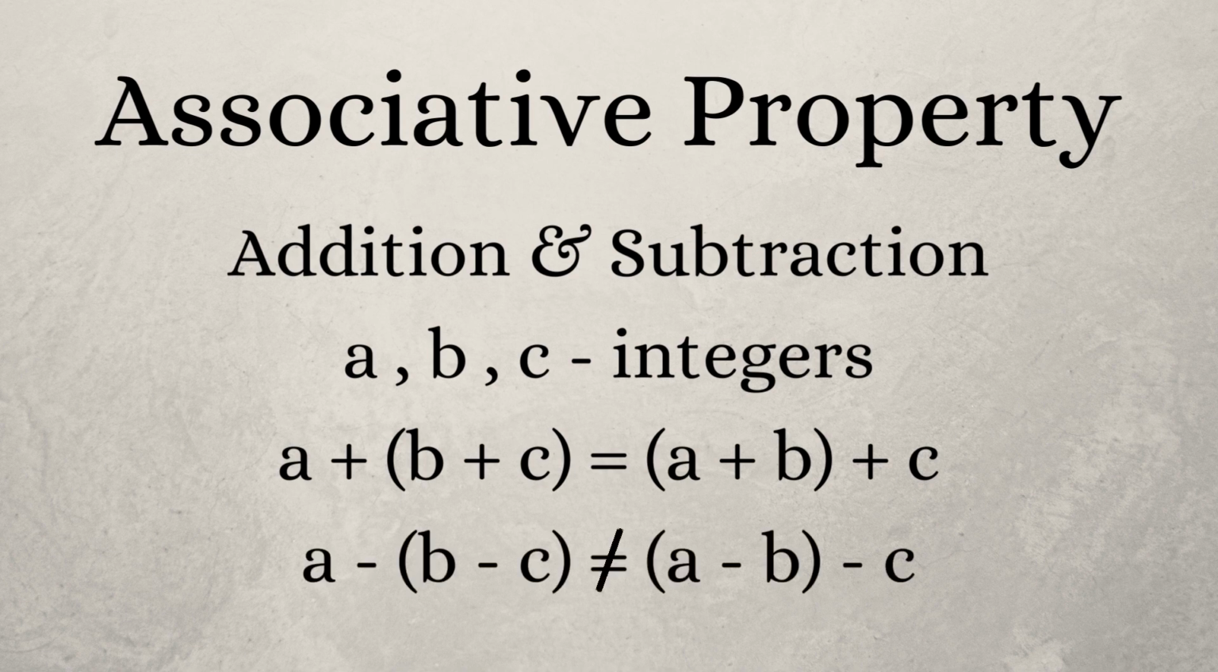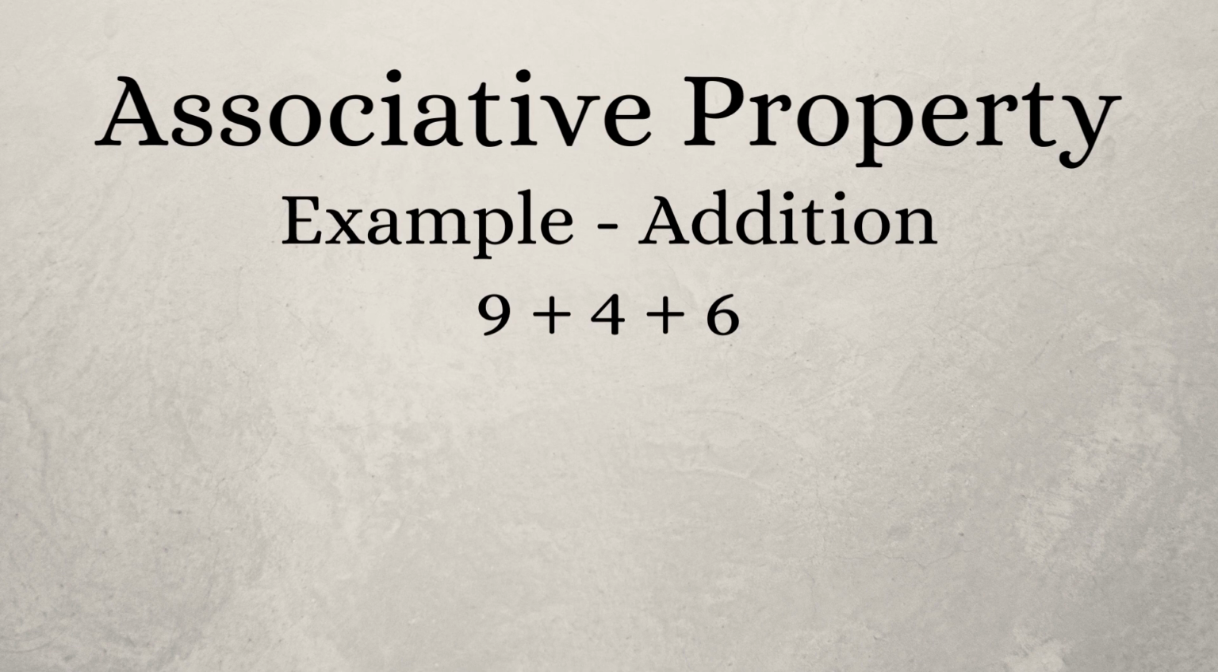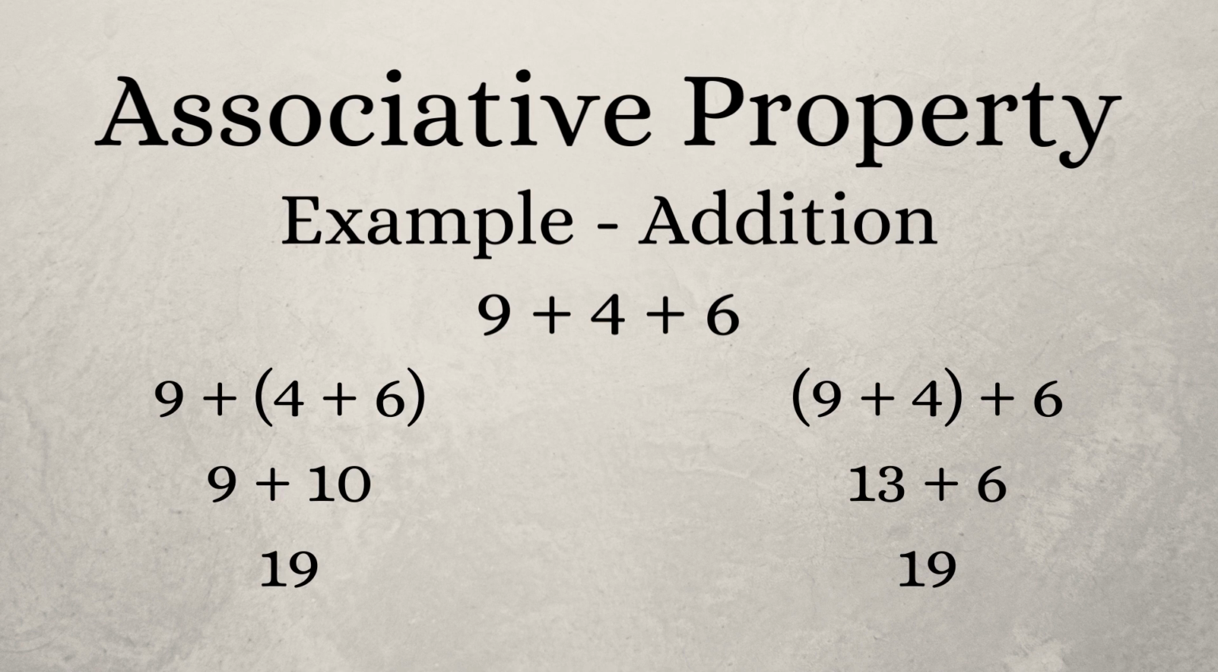But the same method cannot be followed for subtraction. We'll see why with some examples. First, let's find the sum of 9, 4 and 6. So method 1, we add 4 and 6 to get 10 and then add 9 to this result to get the final answer of 19. Method 2, we add up 9 and 4 together to get 13 and then add 6 to it to get 19 again. So in this case, both give us the correct answer of 19.